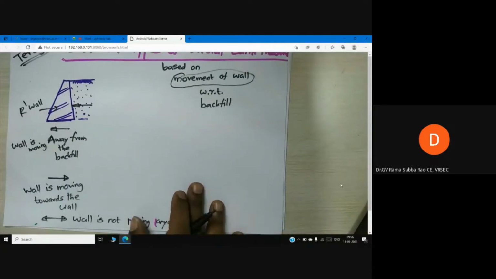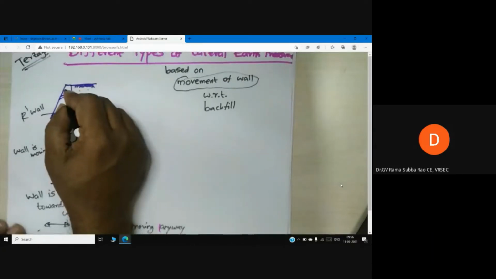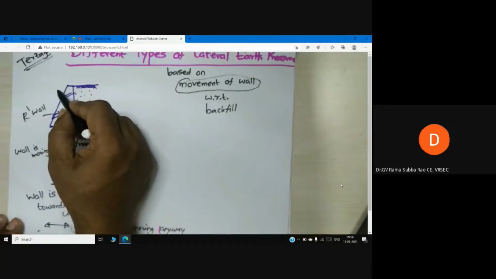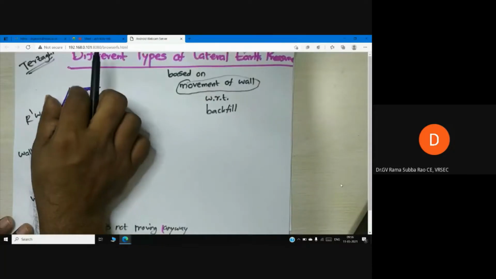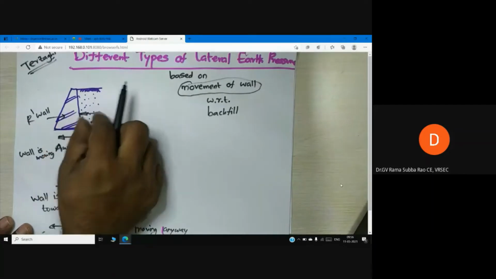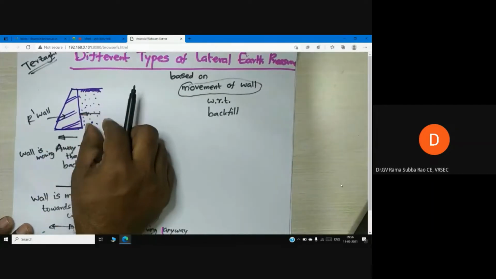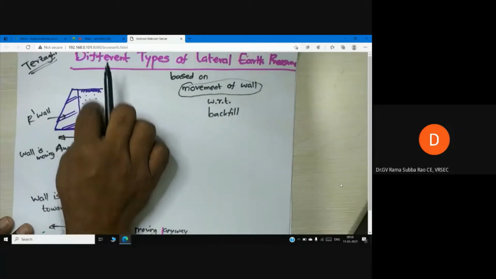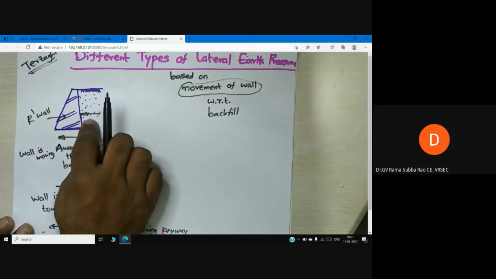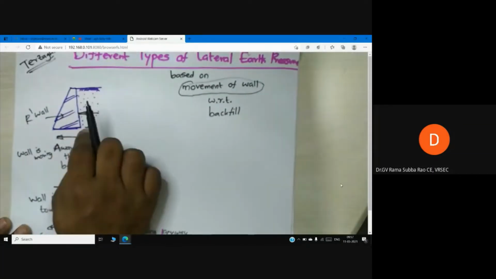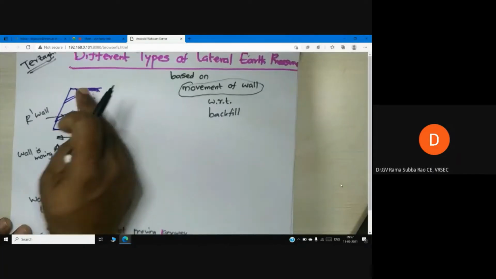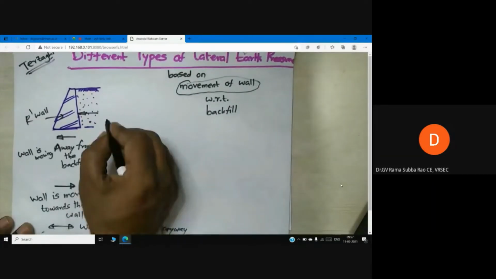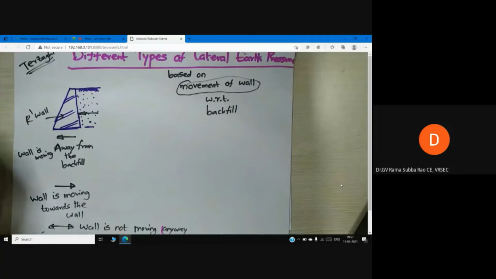When he did the experiment, he took one wooden plank. You can do this experiment at your home also, so it doesn't cost anything. Professor Terzaghi took one wooden block. Behind the wooden block, he filled some soil, sandy soil, to be frank. Then he observed that once he is filling the back of the wall, the wall is trying to move away from the backfill. Then he named this active earth pressure.